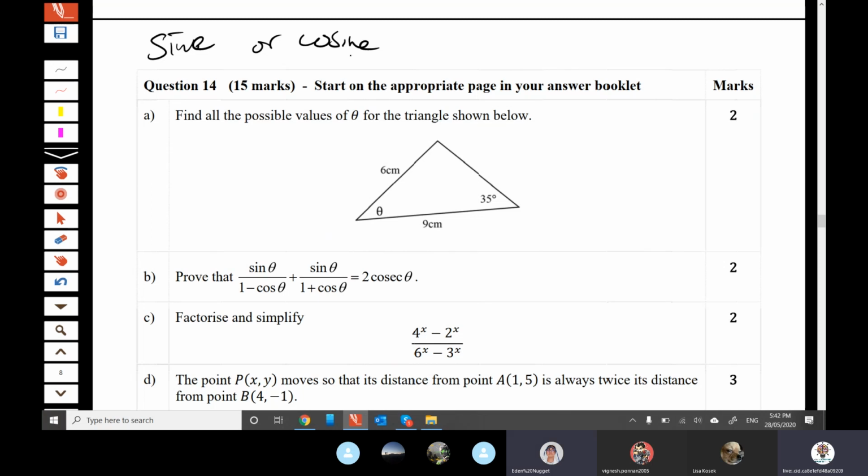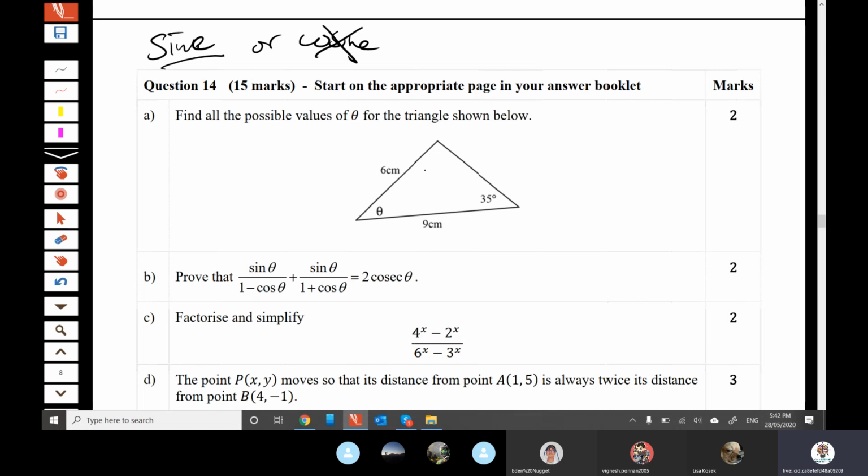Yeah, cosine. The problem with the cosine rule is what? What's the formula for the cosine rule? Do you know it? It needs to have another side. It does need another side. Good job. So cosine rule is absolutely wrong. It is the sine rule.